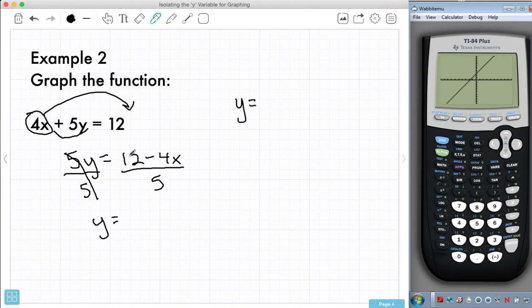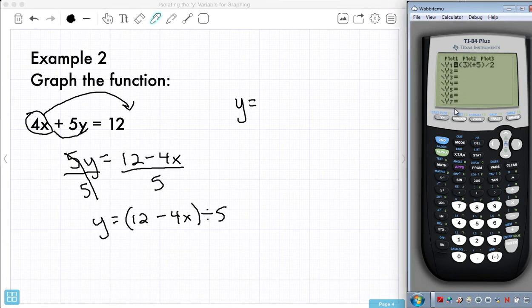And again, I'm going to write this in a more calculator-friendly way. I'm going to put the top of that fraction in brackets, 12 minus 4x, and then divide it by 5. And that's what I'm going to enter into my calculator. I'm not even going to clear out the last example. I'm just going to go down to y2 and show you we can put open bracket.